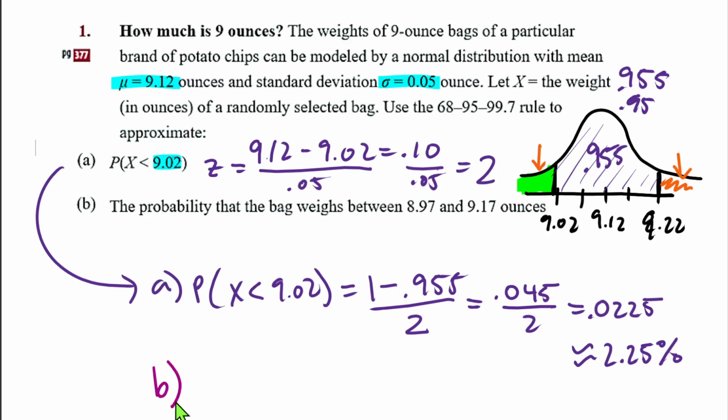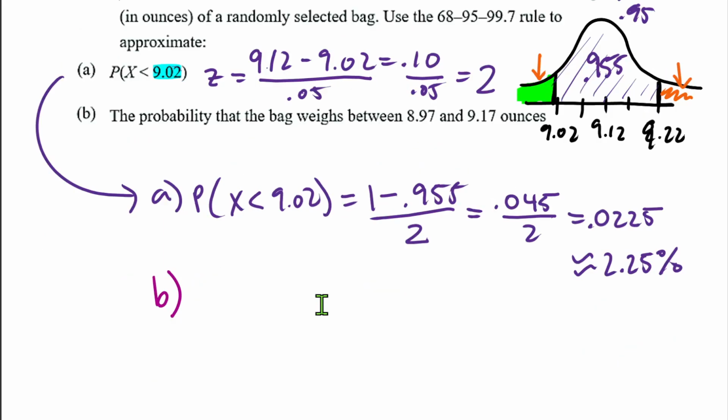Problem B. Find the probability the bag weighs between 8.97 and 9.1. So they want us to use the rule, right? They want us to use this rule. So these two values, well, they better have given us whole standard deviations, and I think they did. Let's see what's going on.